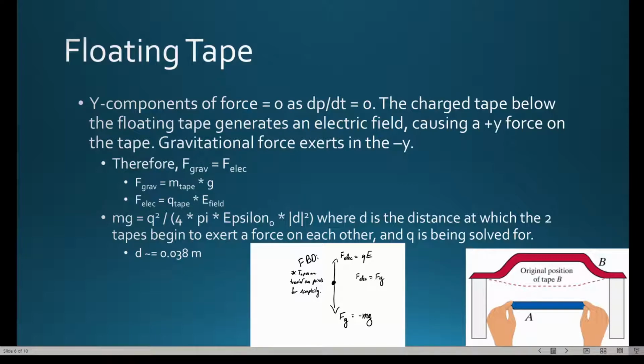The charged tape below tape B generates an electric field, which in turn causes a force on B in the positive y direction, while the gravitational force exerts in the negative y direction. Expanding upon this, we have F_grav equals F_electric, where F_grav is equal to the mass of the tape times the gravitational constant. And we have the electric force equaling the charge of the tape times the electric field generated by A. This can be simplified to mg equals q squared over 4 pi epsilon 0 times the magnitude of their distance squared, where d is the distance between the two tapes. And d was measured to be approximately 0.038 meters.